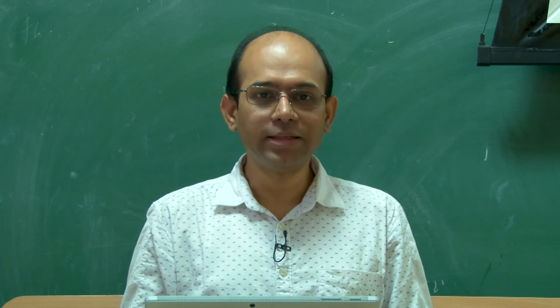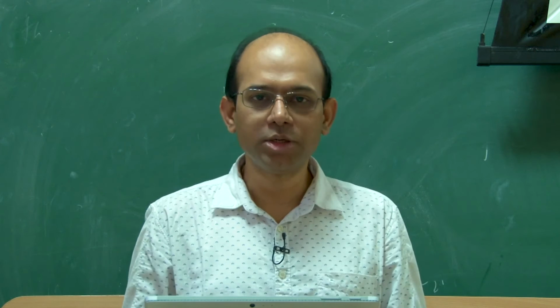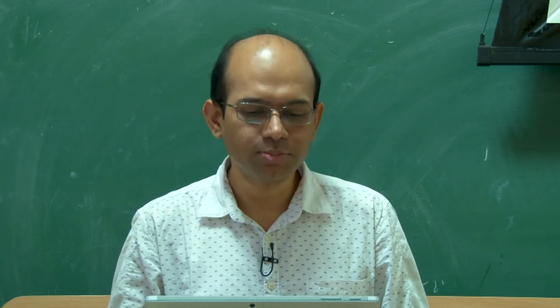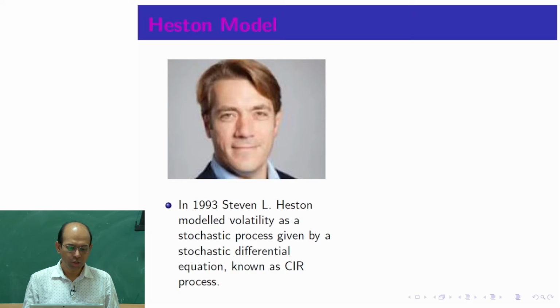So, now there is more improvisation. As I told, that was the beginning, and geometric Brownian motion is more or less pretty much understood, but it has some limitations. So, in 1993 Stephen L. Heston, this is the photo of Heston I obtained from the open domain, proposed the Heston model for volatility.